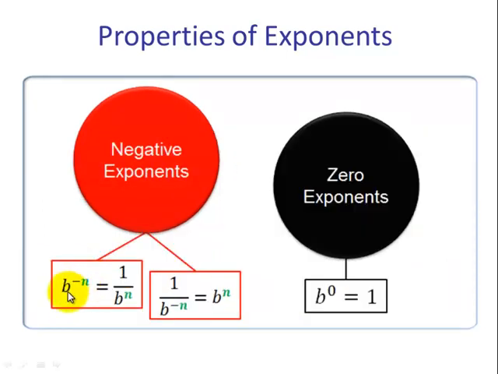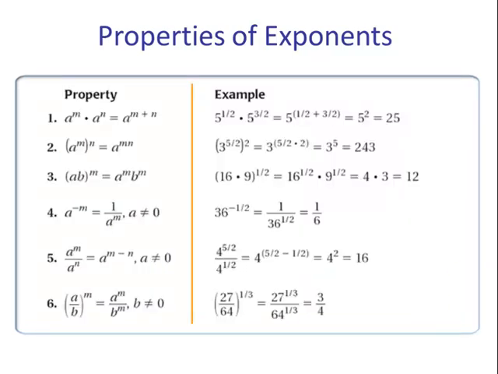Negative exponents have this property. If you have a negative exponent and it's in the numerator, you send it to the denominator. If it's in the denominator and it's negative, you send it to the numerator. And if you have a base to a 0 power, it's always equal to 1, as long as b is not equal to 0. So we have the 6 basic properties of exponents.